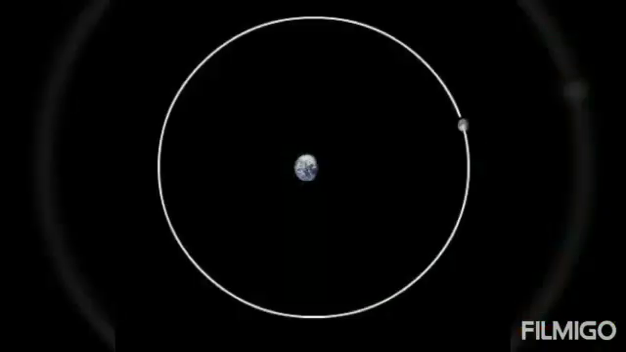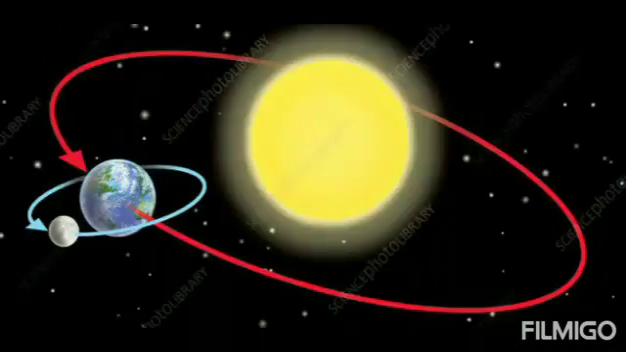Next, we come to the orbit of the Moon. The diameter of the orbit of the Moon is about 7,70,000 kilometers across. Next, we come to the Earth's orbit around the Sun, which is 300 million kilometers across. That is 2 astronomical units.